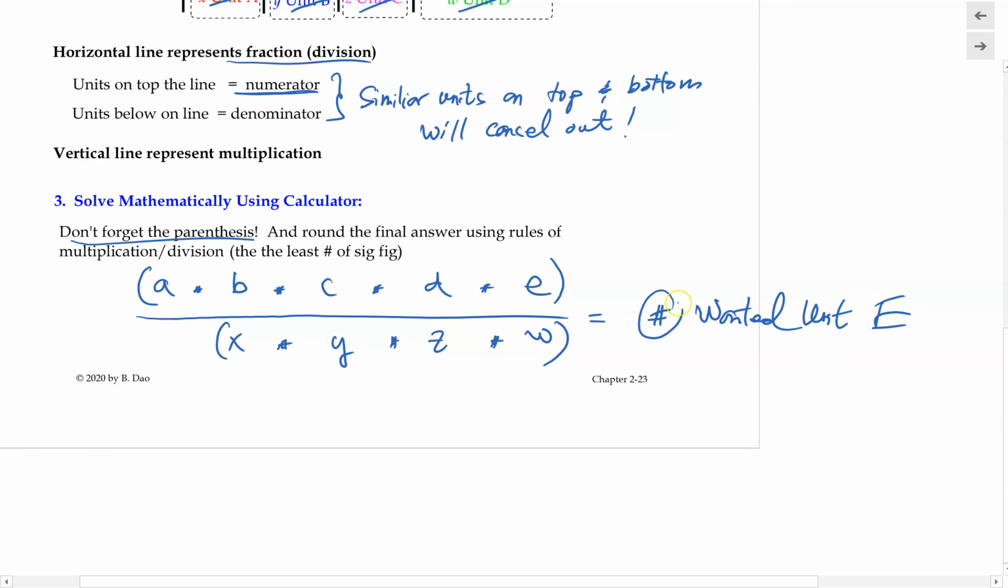This value right here needs to be rounded. How should we round this final answer? The math that we're doing right now is multiplication and division. So therefore, we round based on sigfigs. Okay, so round to the least amount of significant figures. Ask yourself or identify which of these values right here has the fewest significant figures, and the final answer would be rounded to that same number of significant figures.